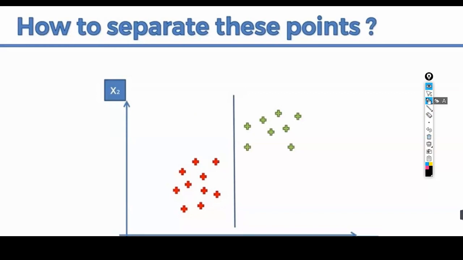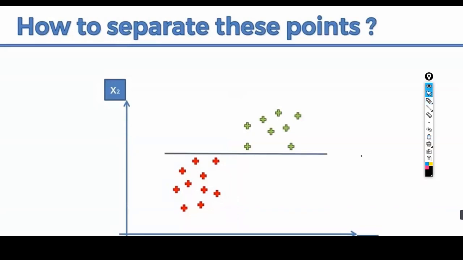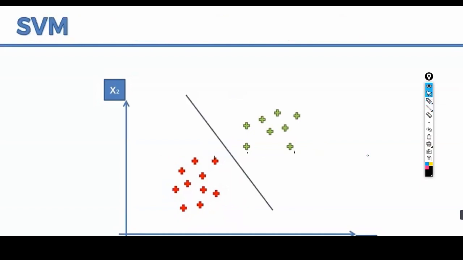Now if I draw a line like this, I'm going to calculate the distance from the support vector. If I take one more line like this, I'm going to calculate the distance here also. If one more line is there, with one more support vector, I'm going to calculate the distance again.